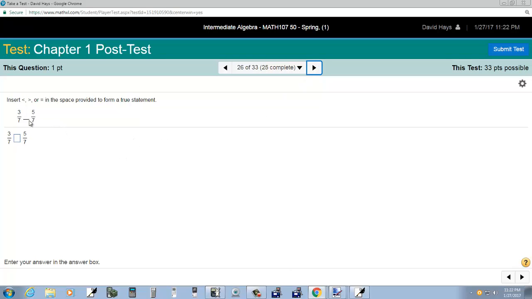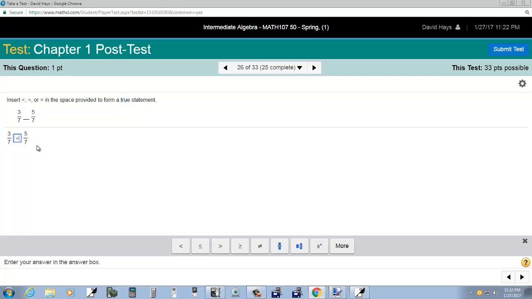Insert less than or greater than. 3/7 is less than 5/7. They have the same denominator, so we just look at the numbers on top. So this would be a less than.